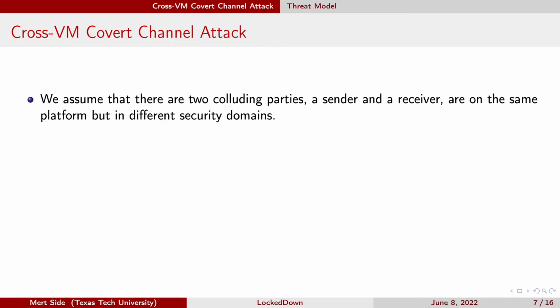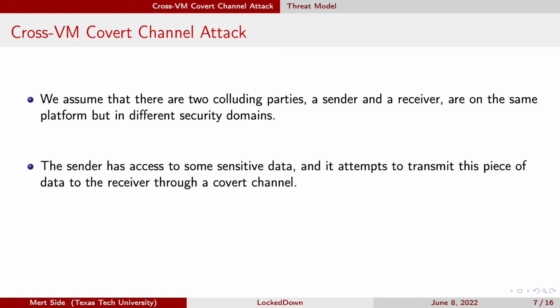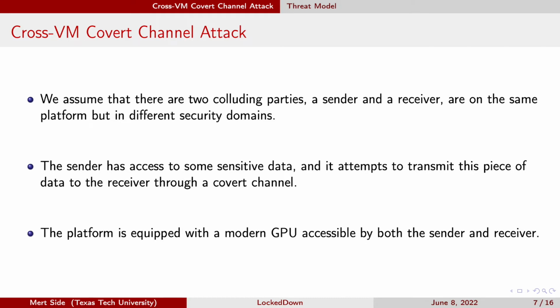Now that we got the background and the methodology out of the way, we can discuss our covert channel. We have a standard covert channel attack threat model where colluding parties, a sender and a receiver, are on the same physical platform but in different security domains, and the sender has some sensitive data to transmit to the receiver.